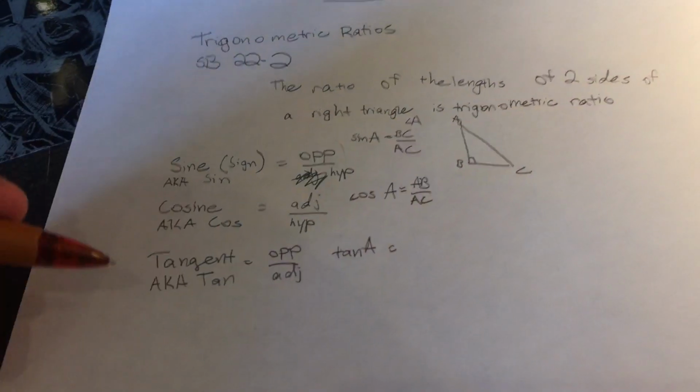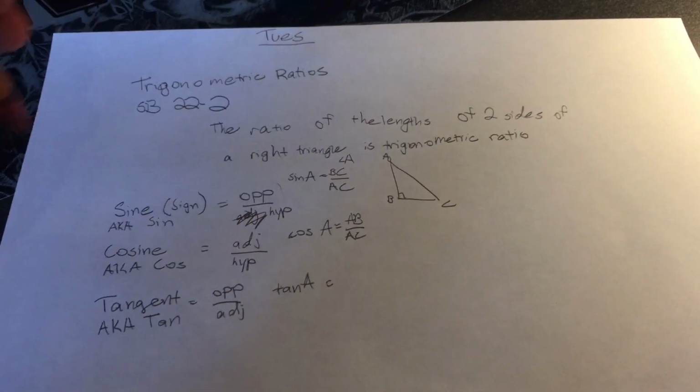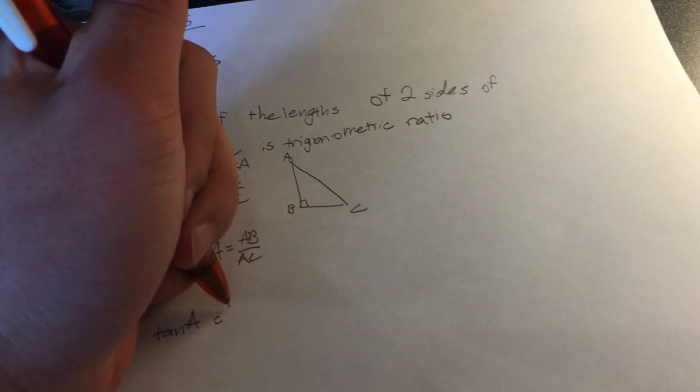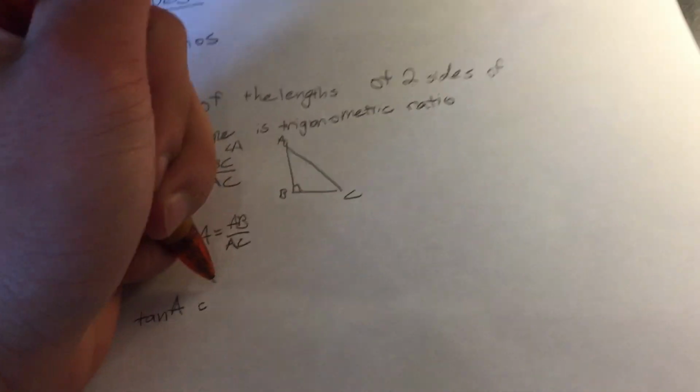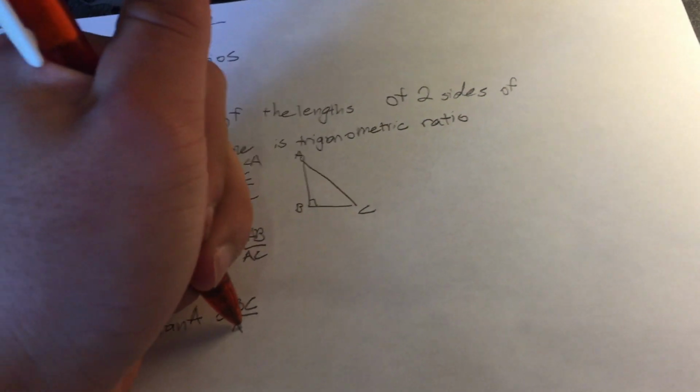Okay, so we were going over trigonometric ratios, right? And now we're on tangent. So the tangent of A would be BC over AB.